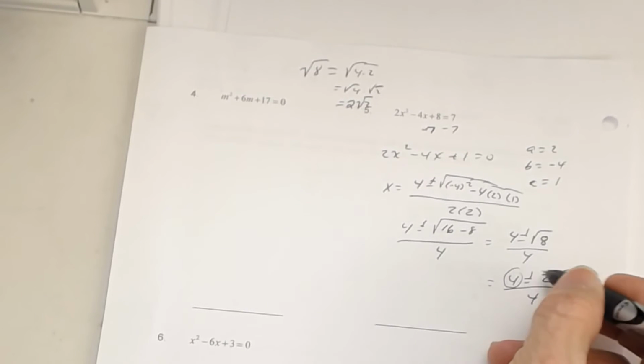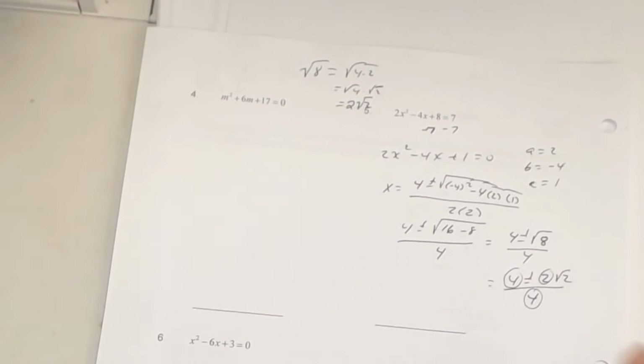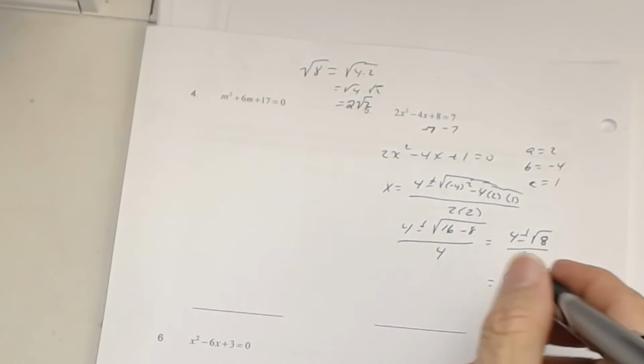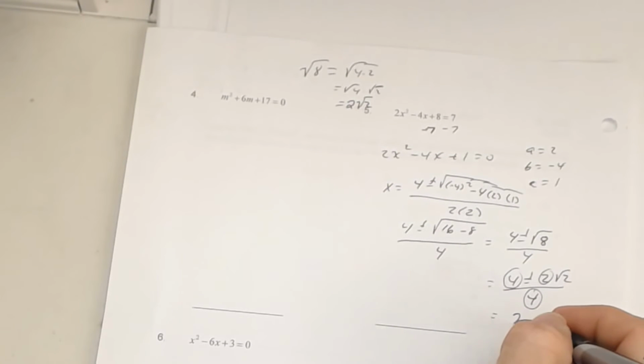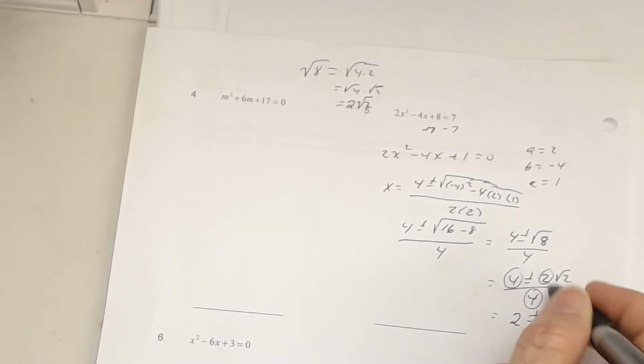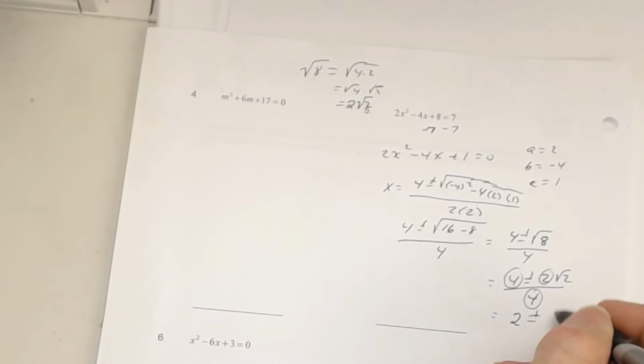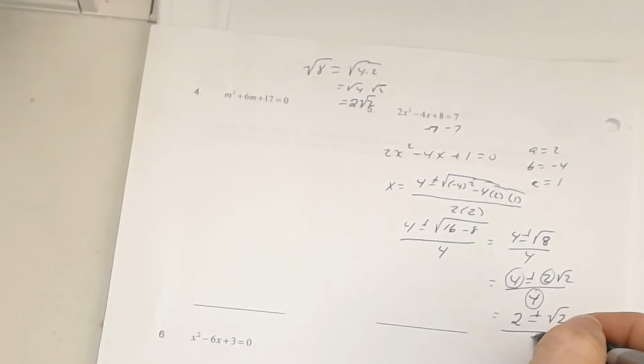Now you see this 4, the 2, and the 4? Can I simplify that? Yes. What do they all have in common? 2. So that's going to be 2 plus or minus 2 divided by 2 is what? 1. 1 times square root of 2 is? Square root of 2 divided by 4 divided by 2 is 2.